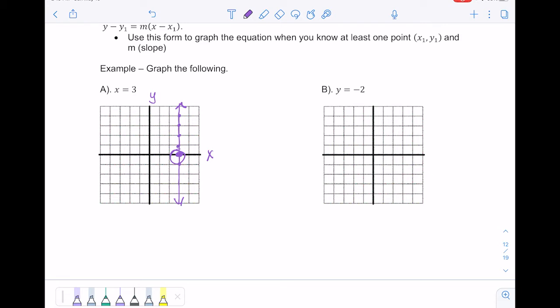If I want to graph y equals -2, I'm going to go on the y-axis now and find -2, and I'm going to draw a horizontal line through it, because all along that line, your y value is the same. Think of it as the same height. It's all along -2 on the y-axis. So again, that's your y-intercept right there.